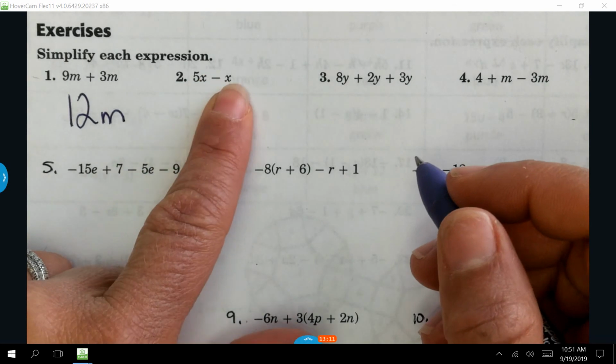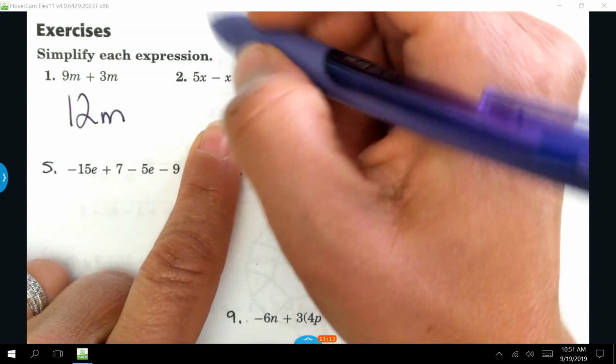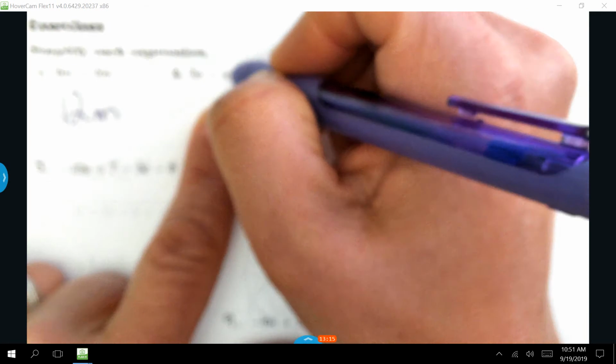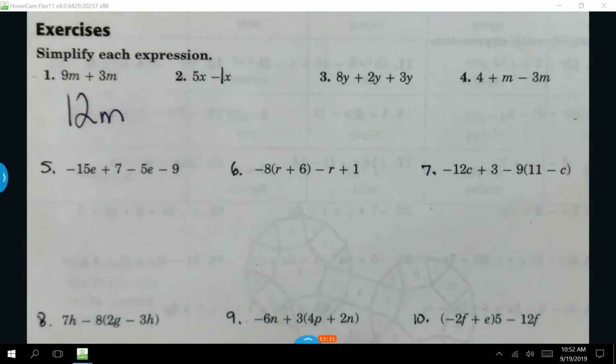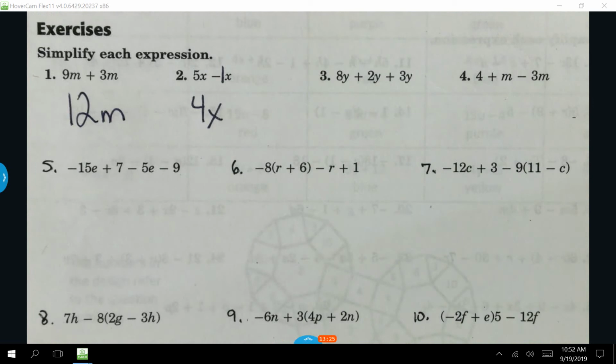5x minus x. We talked about this just a second ago. What's really in front of the x? What is the coefficient of x? There's a 1 there. So what is 5 minus 1? This is 4x. And these are just expressions. We are simplifying these expressions.